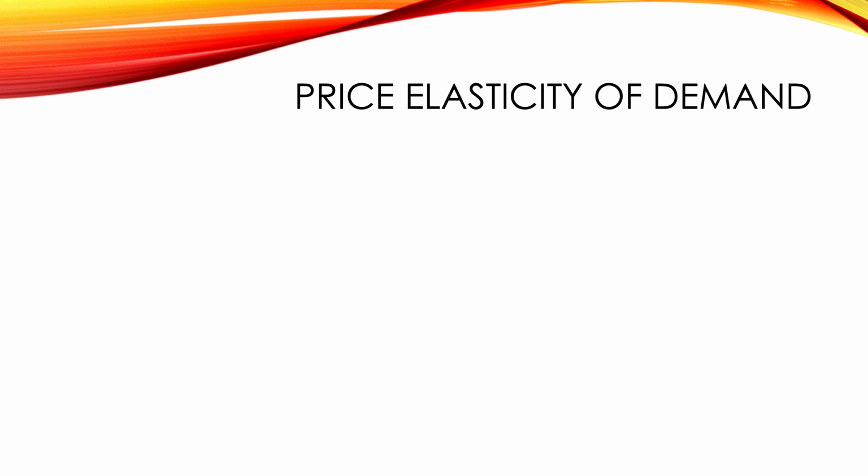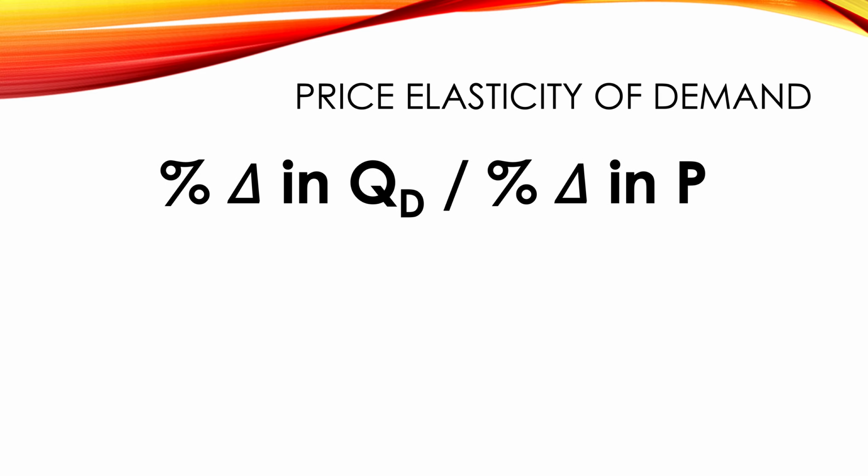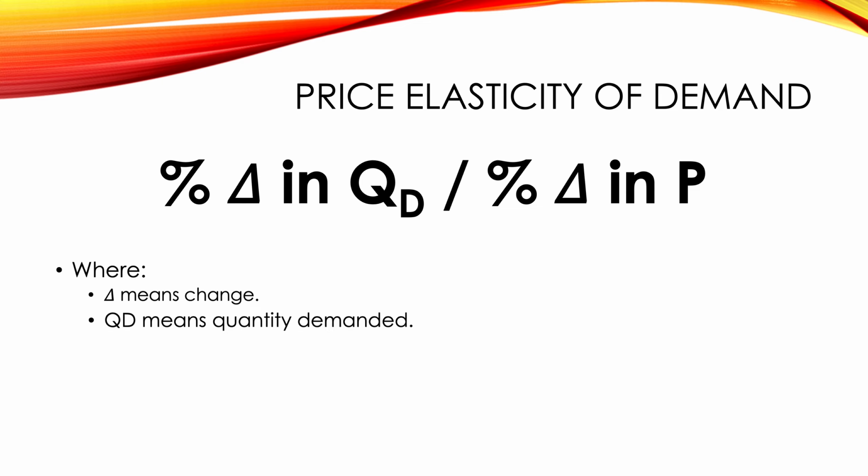All right, now that we've done enough with calculating percentage change, we can apply that to the formula for price elasticity of demand. And once again, I'm just going to throw it at you. Here it is. So you take the percentage change in quantity demanded, and you divide it by the percentage change in price. So, what do all these things mean? Once again, that little triangle shape, that's delta, that means change. QD is quantity demanded, and P means price.